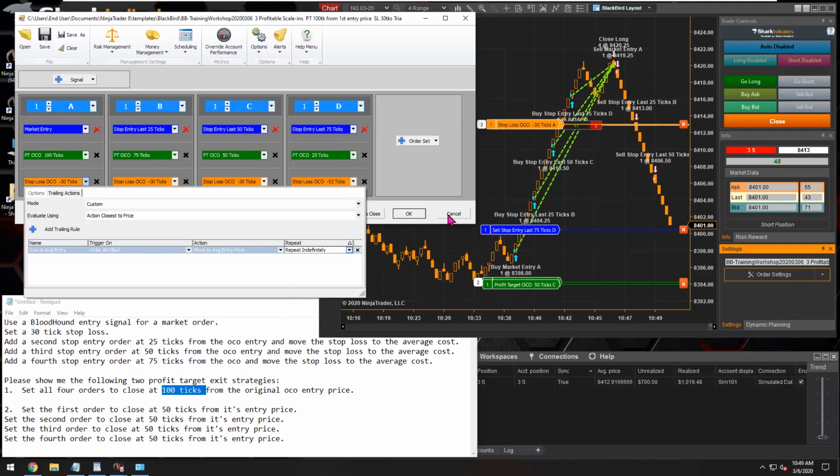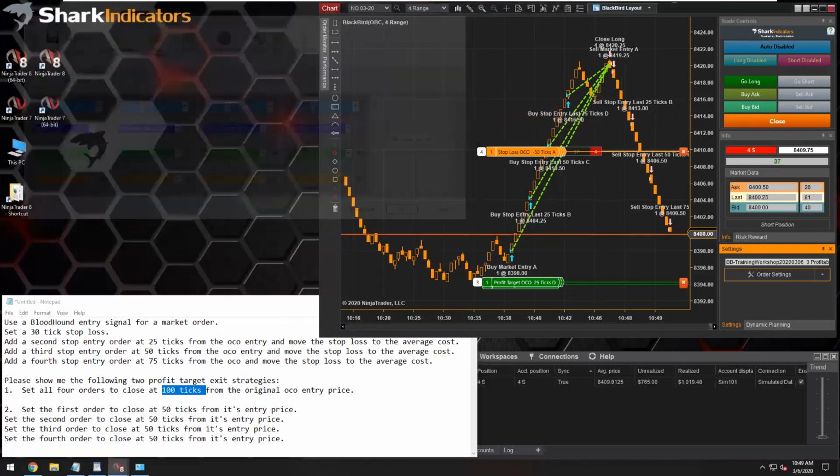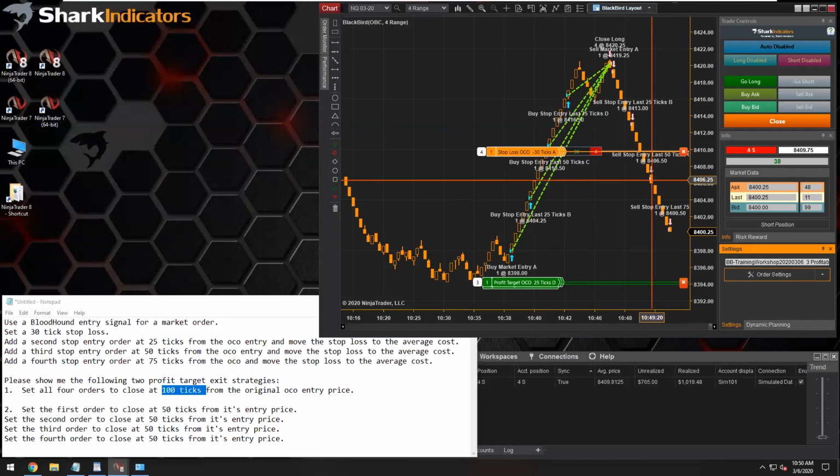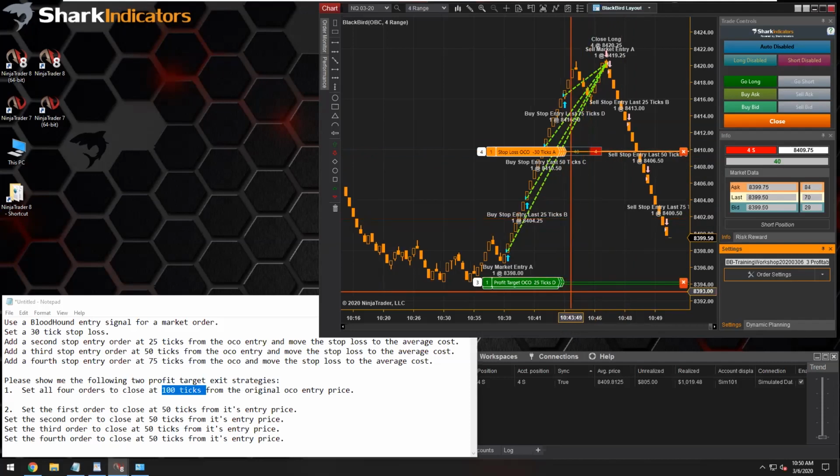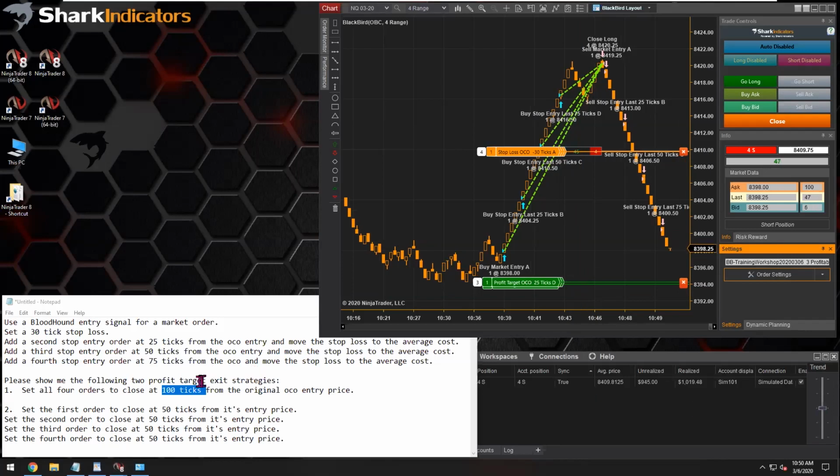All right, let me cancel out of that, and there we go. I just barely missed it, but I saw out of the corner of my eye that order D popped in there and then snapped back down to the average entry price. And we can see here that all of our profit targets are within a tick of each other. That would be our first scenario, scenario number 1.